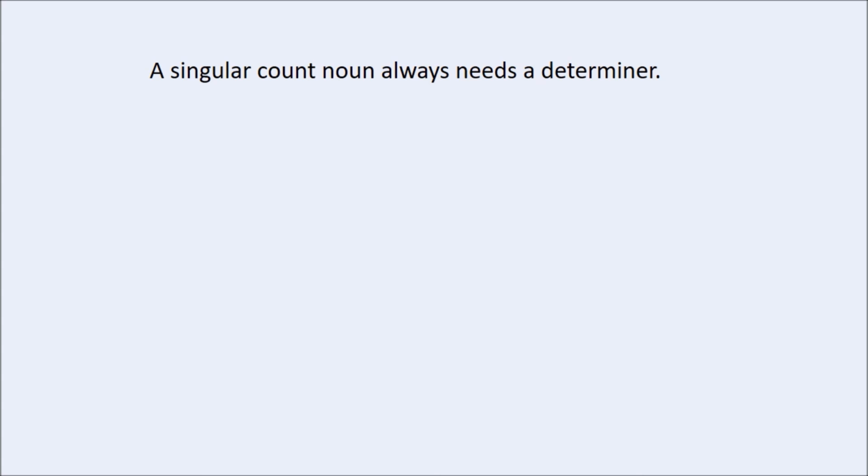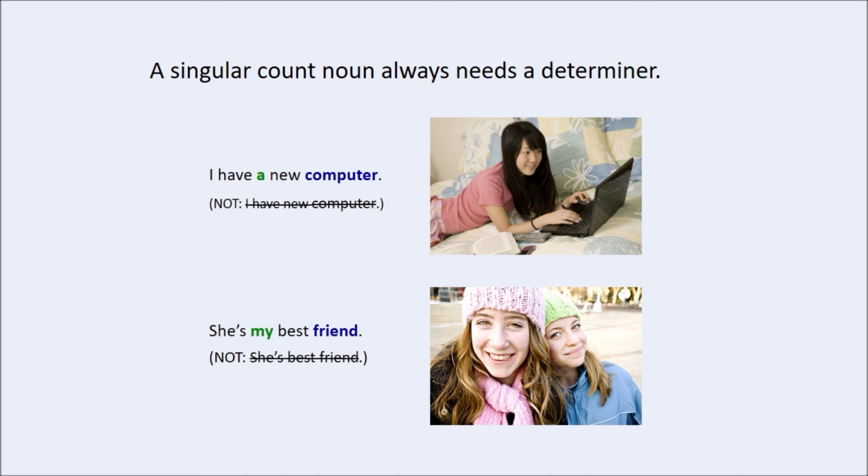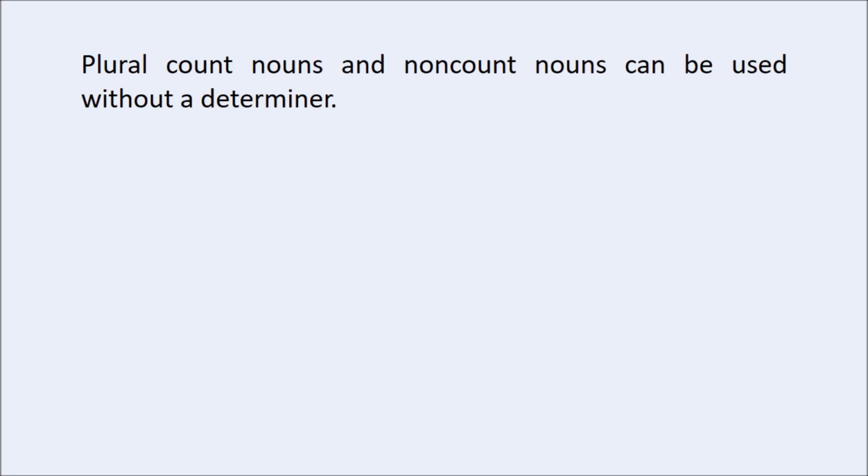Now, a singular countable noun always needs a determiner. Always, always, always. I have a new computer, right? You cannot say I have new computer. There's something that is going to be missing there. Be careful about that part. And she's my best friend, right? You have a determiner, a possessive in this case, giving you information about best friend.